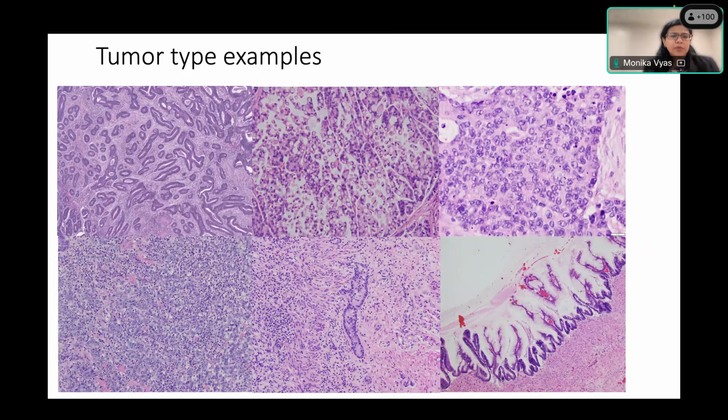So here on top left, we have a routine adenocarcinoma, a moderately differentiated or well differentiated tumor. Sometimes you can see a lot of signet ring cell differentiation, which puts the tumor in a poorly differentiated category. On the top right, I have an example of a large cell neuroendocrine tumor. You can see there is moderate amount of cytoplasm, and the nucleoli are prominent in some of these cells, a lot of apoptotic debris. So poorly differentiated morphology with lots of apoptosis.